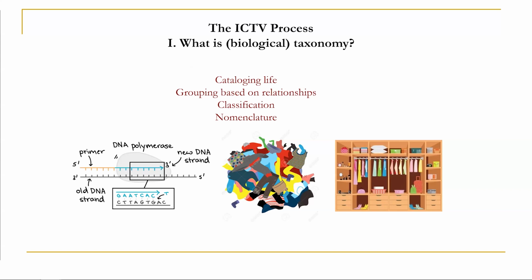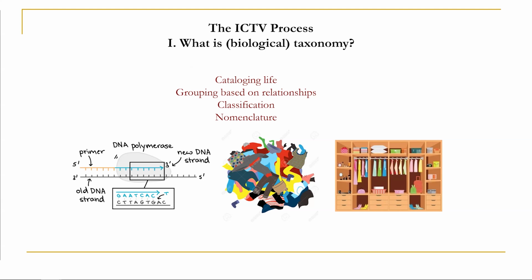Okay, so I'm going to talk about the first topic, the ICTV process and how it all works. What is taxonomy in the first place? Well, it's ultimately cataloging of life, then grouping them according to whatever similarities you find, ideally based on evolutionary relationships, then classifying them, which means you assign them to taxa, and taxa are established by codes, and then you give them names, and that's the nomenclature.